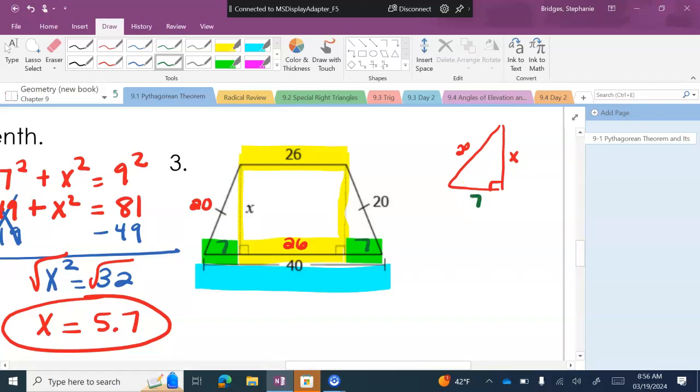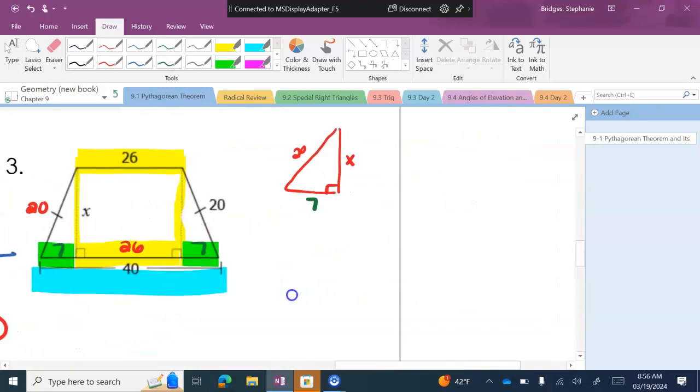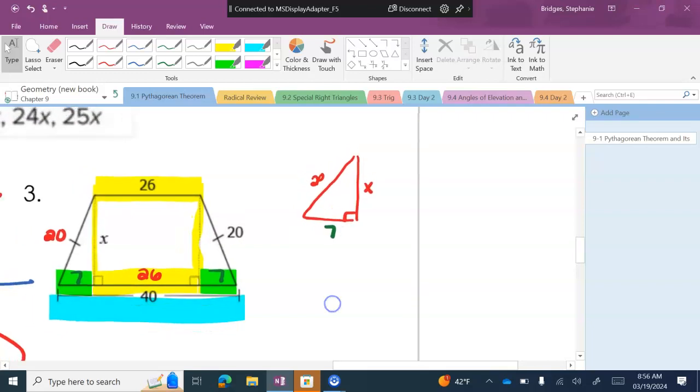Okay, set that up. Solve for x. Decide which one of those is your hypotenuse. Okay, I'm looking at this little triangle I drew separately. You might want to draw that triangle separately off to the side. You don't have to. It's just a recommendation. That is a 20. Figure out which one of those is your hypotenuse. Set up your Pythagorean theorem and solve for x. We are still rounding it to the 10th place.